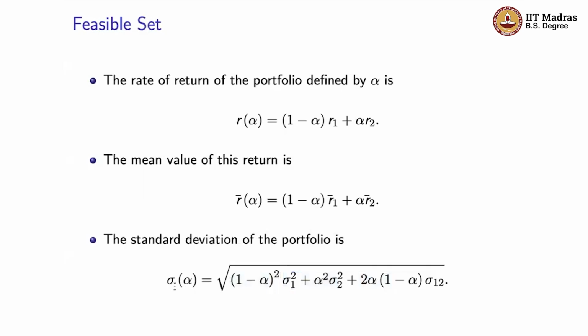So keep in mind that this is the expression that you have. Do not make the mistake of just writing down sigma alpha is equal to (1 minus alpha) sigma 1 plus alpha sigma 2. That would be an incorrect thing. Okay, so this looks a bit more complicated expression.